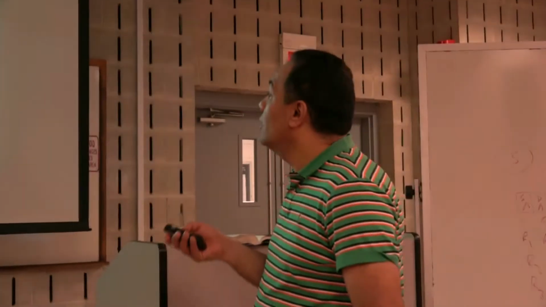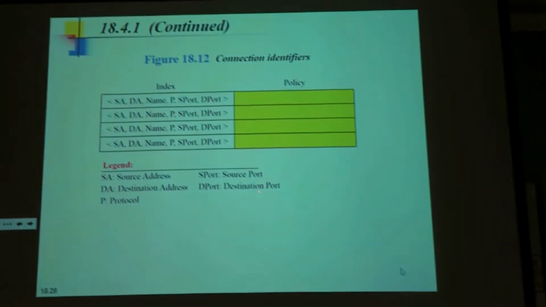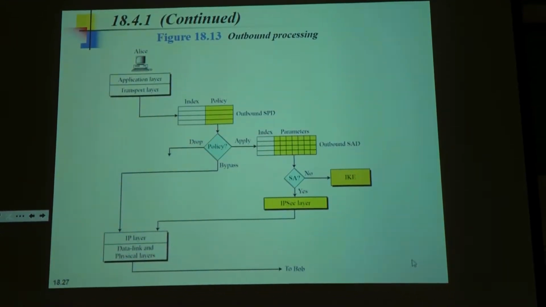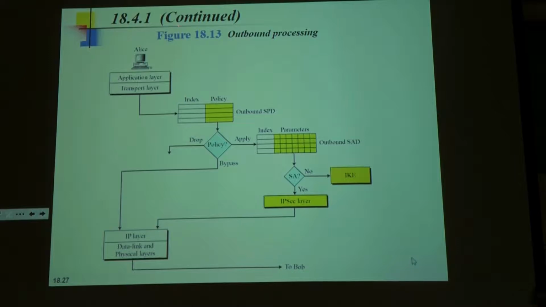Authentication: AH and ESP, right? And source port and destination port, and there is a policy. So look in here, what will happen? Okay, so Alice would like to send data to whoever.